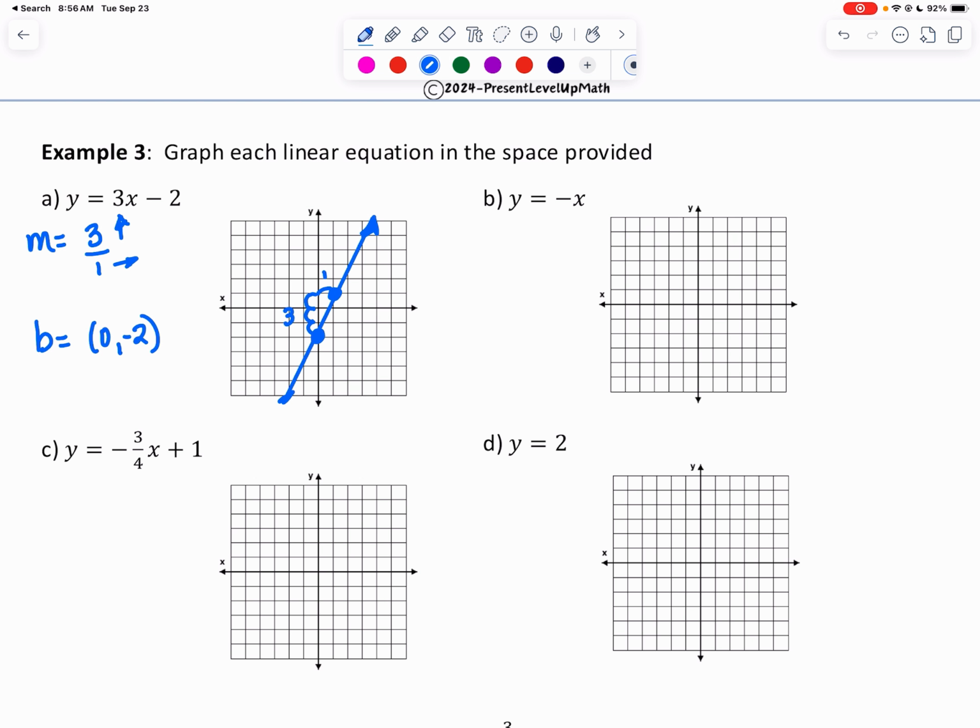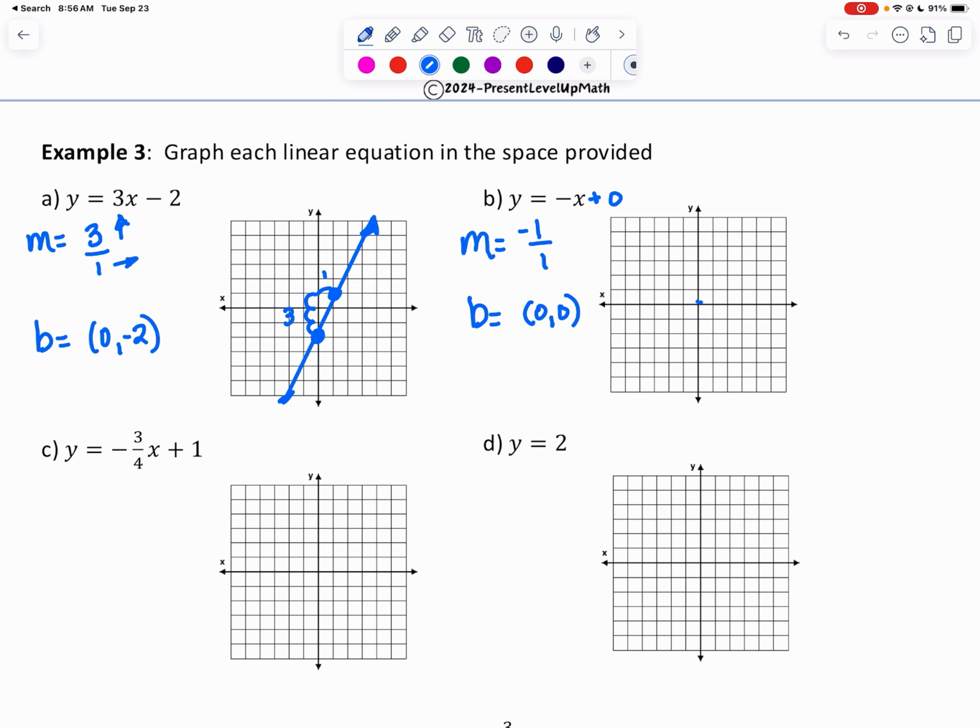All right, problem B. Y equals negative x. So let's start with our slope. The slope is the coefficient of x, so that would be negative 1. Remember to make it a fraction if it's not already a fraction, so negative 1 over 1. And then our beginning point, basically, we don't have one here, so it's an understood 0, 0.